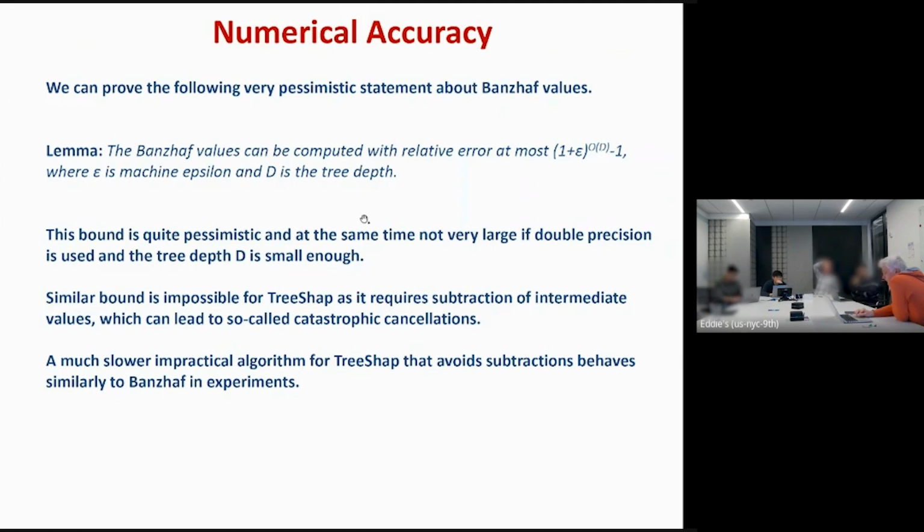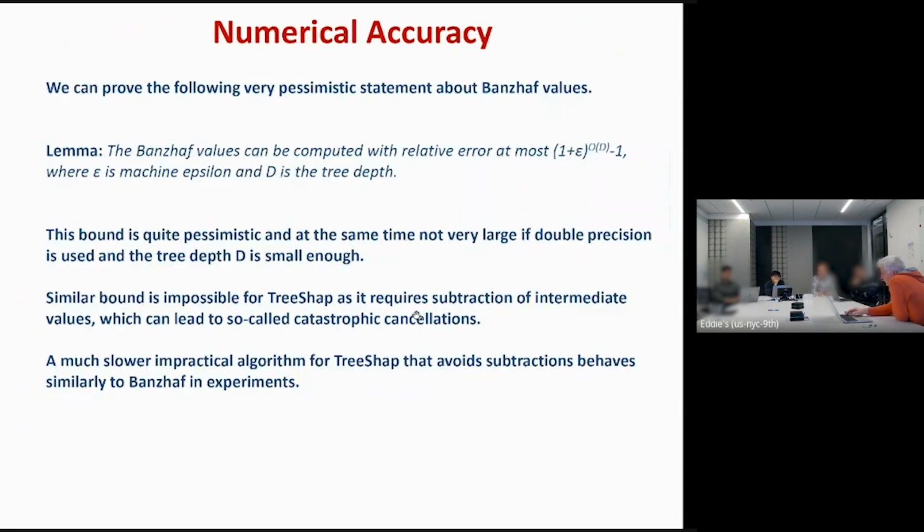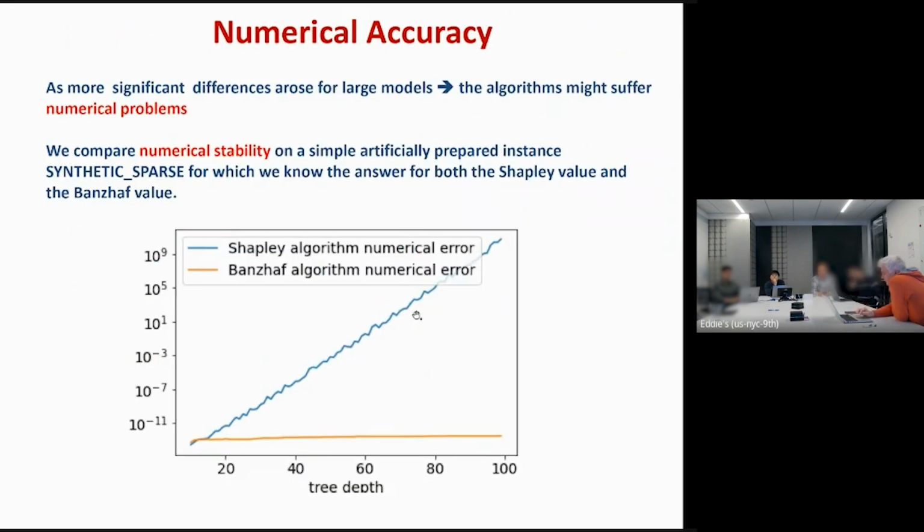Whereas for TreeSHAP, you cannot prove anything like this because TreeSHAP makes subtractions. You can come up with a slower, impractical algorithm for TreeSHAP that avoids subtractions, and then it behaves very similarly to the Banzhaf value. But essentially, in this test, the growing differences for DT come from the fact that the Shapley values start to make numerical mistakes. And this can be quite big.